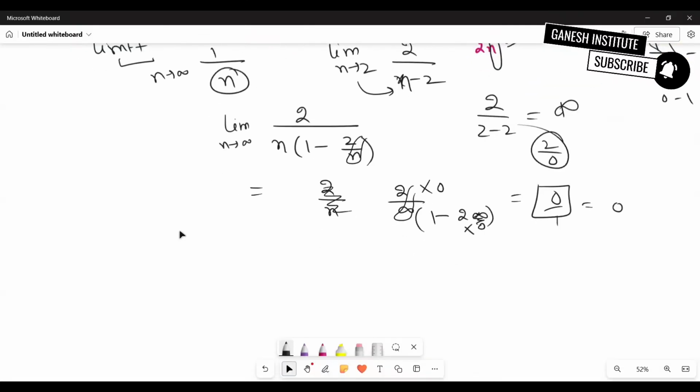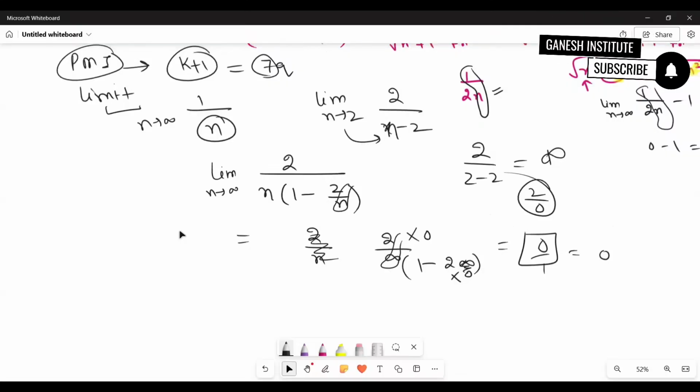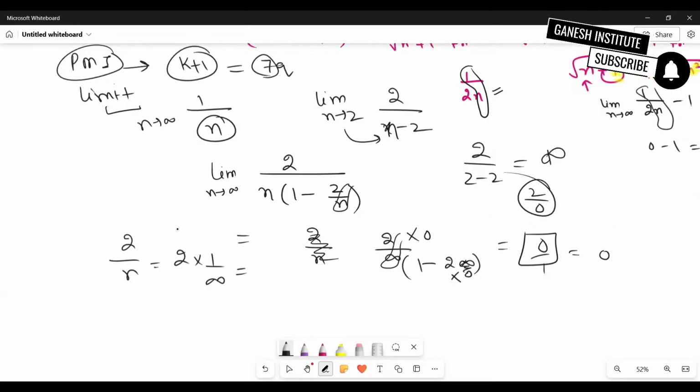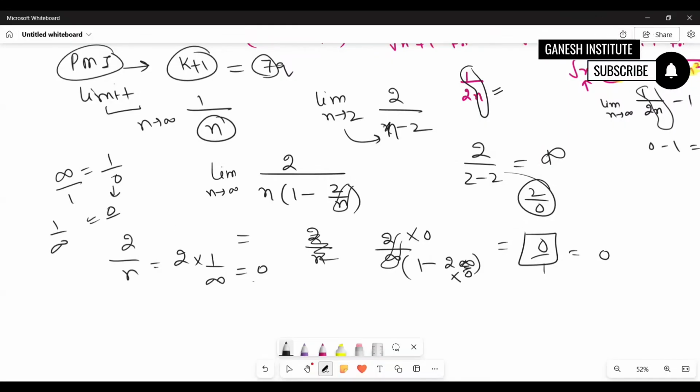Wait, so just to go through it, when you simplify it using all those calculations, you get limit when n goes to infinity 2 over n times 1 minus 2 over n. And 2 over n, when you put in infinity, is basically 0. Then it's 1 minus 0, which is 1. And then infinity times 1 is infinity. And then 2 over infinity is, again, basically 0. So that's how you get it goes to 0, right? Basically, infinity is 1 by 0 form. So 1 by infinity, if you reverse, it will be 0 by 1 form.